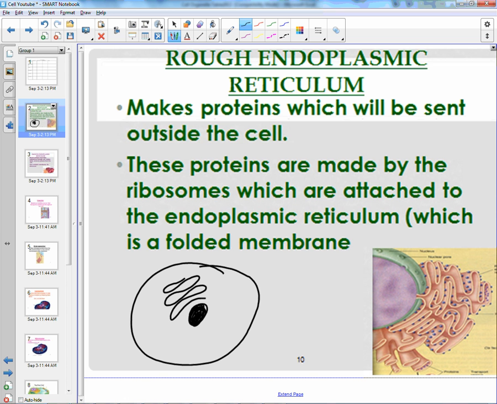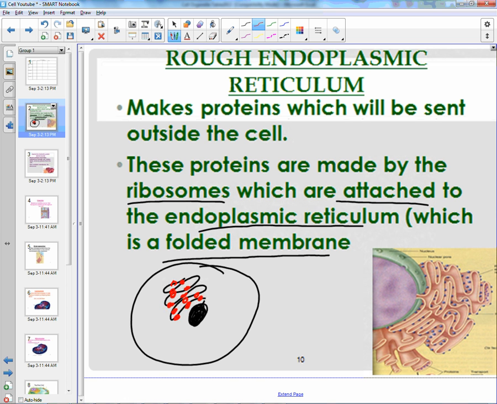Now, what it looks like, it might even be connected to the nucleus. It has ribosomes, which are attached to the endoplasmic reticulum, which is a folded membrane. So all of this over here, the structure, is a folded membrane, and we're going to draw the little ribosomes over here. So if you want to draw a picture that looks like this for your structure, you can. But remember, it's a folded membrane with little ribosomes attached to it.